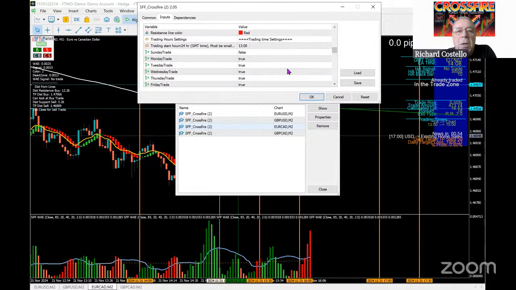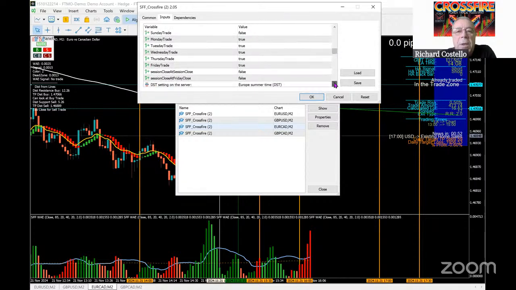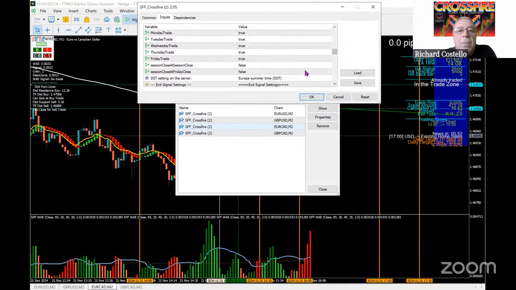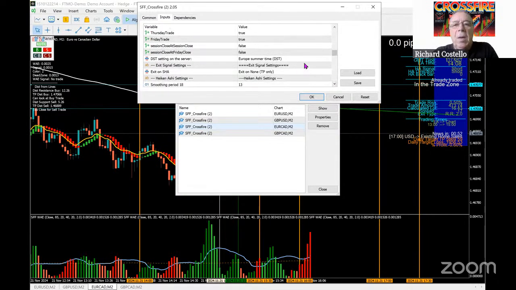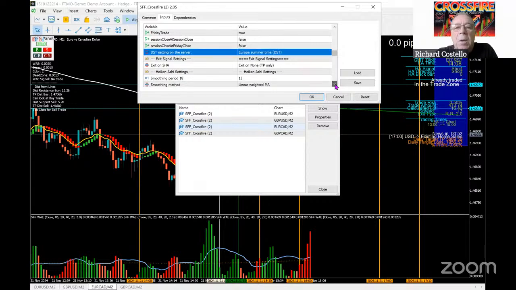I don't want it to trade on a Sunday, but I want it to trade every other day. European summertime, if you're in the States, you need to change that to, if I just click on that drop down, USA summertime. So there are only 2 potential settings, and in the UK you need the European summertime.